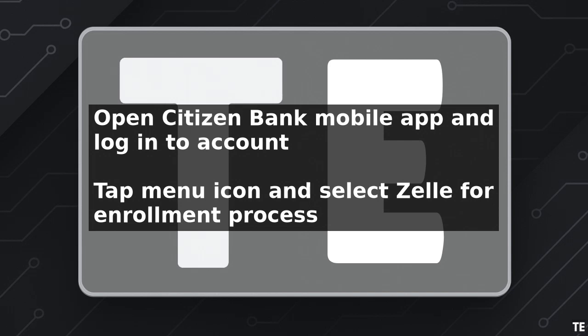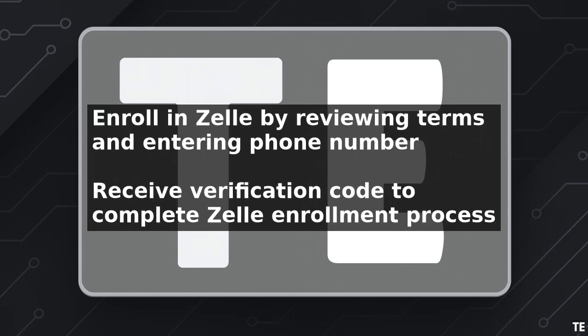To send money, tap the Send Money tab and enter the recipient's US mobile phone number or email address. You can also add the recipient as a contact for future transactions. Enter the amount you want to send and add a memo if desired. Review the transaction details and tap Send.